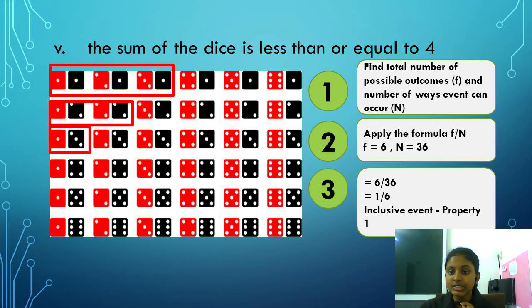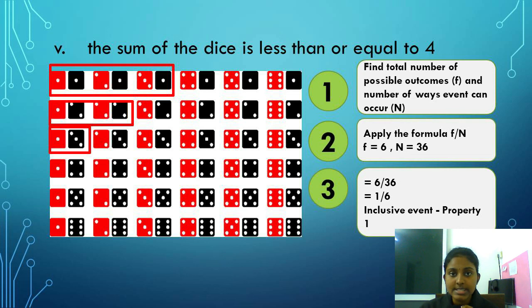Now let's move to the steps. The first step is find the total number of possible outcomes f, which we have done just now, and the number of ways that the event can occur n. And the second step is apply the formula f over n, and we get f equals 6, n equals 36. 36 is the number of possible outcomes that the event can occur.